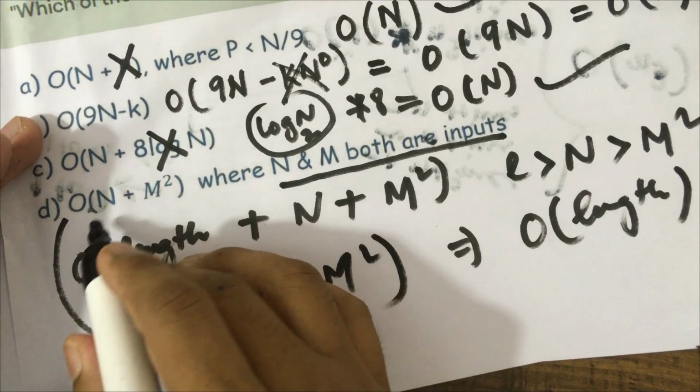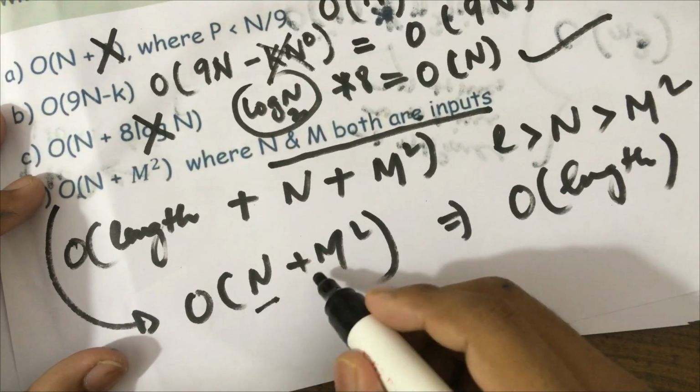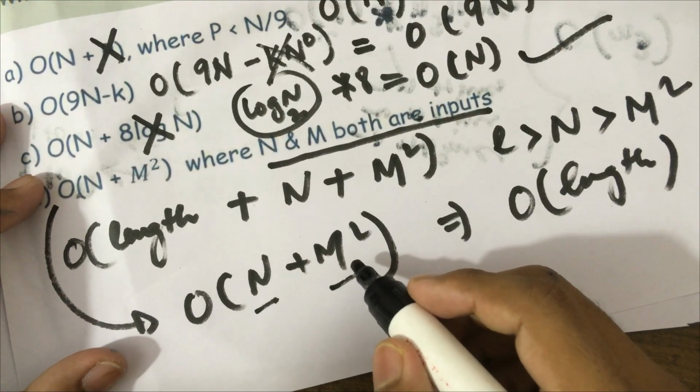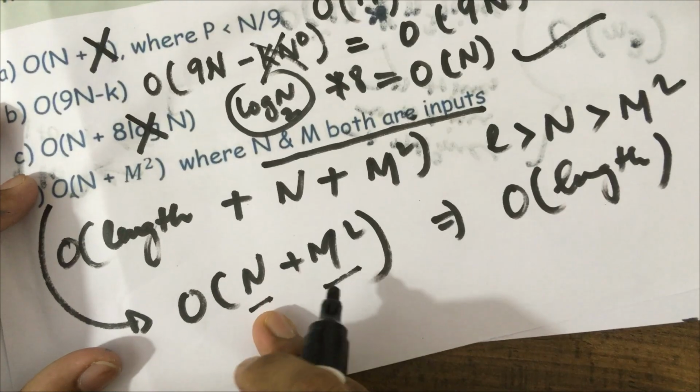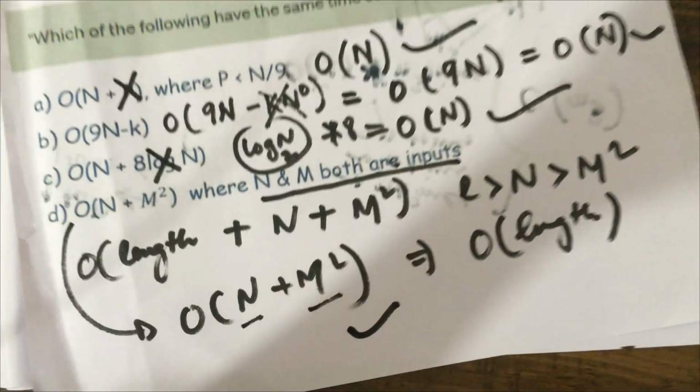So this is the rare case wherein the big O is not just n. In this case, n plus m square. Why is m square not terminated? Basically, we really don't know whether n is bigger or m square is bigger. So we're going to put them together. Hopefully this answers the question.